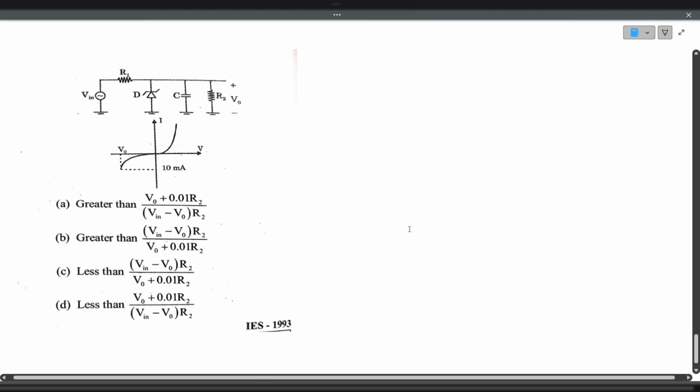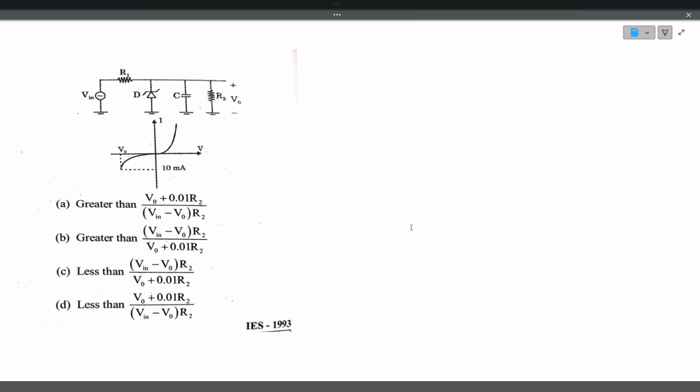We'll see the next question. If you see the diagram, he's asking us to find the R1 resistance. This is nothing but a series resistance, Rs. We'll try to find it out.